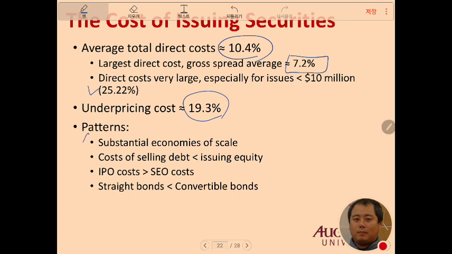There's a certain pattern, a substantial economy of scale. So a large issue usually reduces the cost. So it means that the company usually tries to issue one large issue, not several small issues. The cost of selling debt is lower than issuing equity, and IPO cost is higher than SEO cost. And for bond issues, straight bond issues are actually cheaper than convertible bonds because convertible bonds include this equity function.